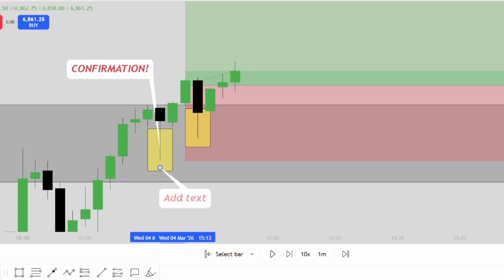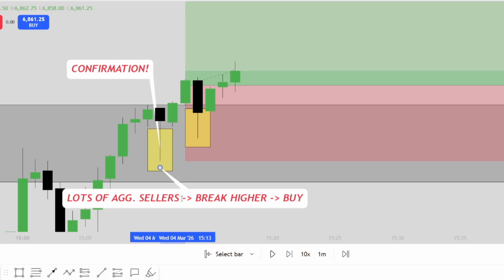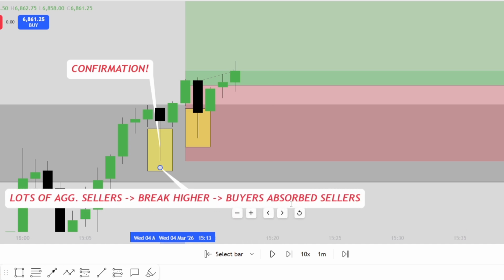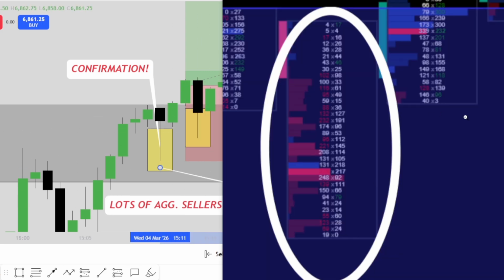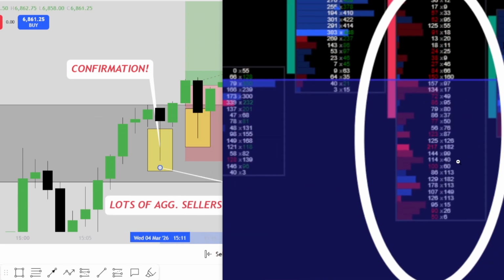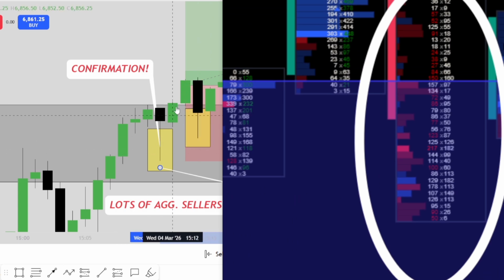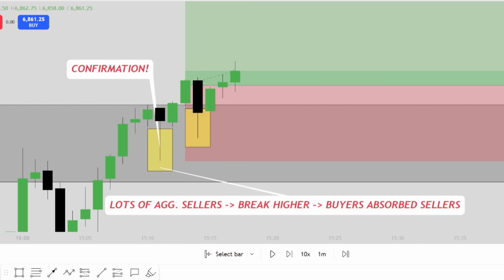Well, this wick had lots of aggressive sellers and we had a break higher. So when you have lots of aggressive sellers and a break higher, what this means is that buyers absorbed sellers. That's it. That's all that happened here and also here. And we see the same thing here as well, right here, same thing.